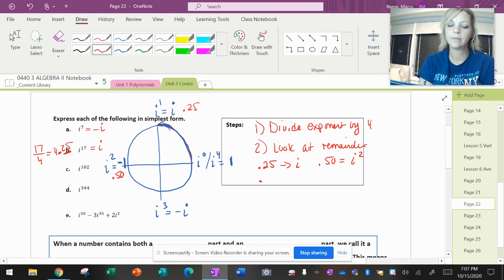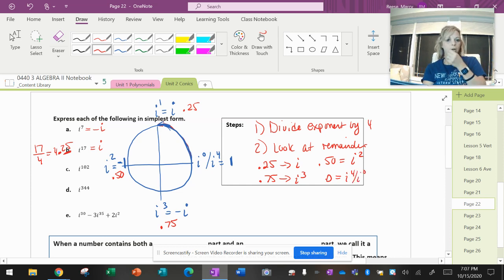Okay, you see the theme now? 0.75 is going to take me to i to the third. That's 0.75 because it's 3/4 of the pie. And then if you don't have a remainder, if the remainder is 0, right, then that is back to i to the fourth or i to the 0. Okay? All right, so do that.